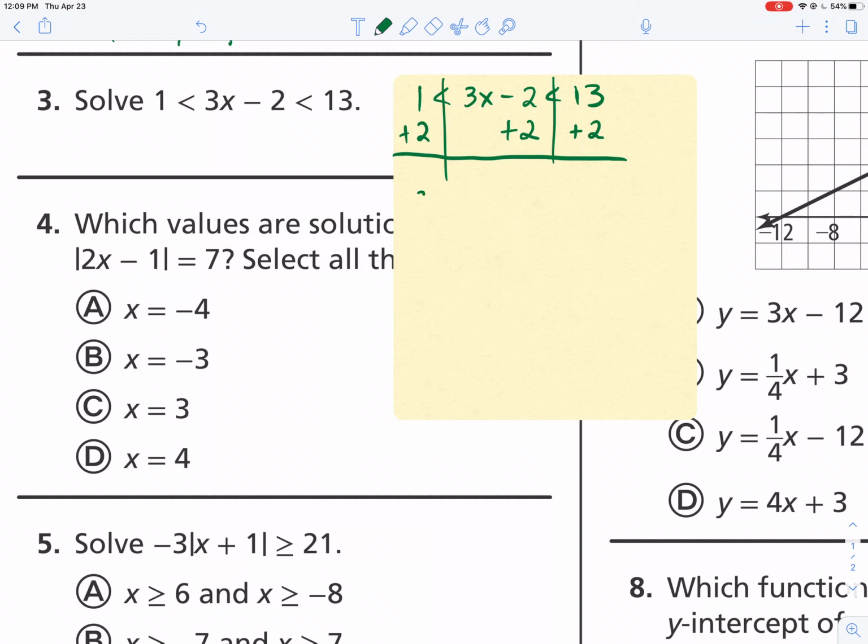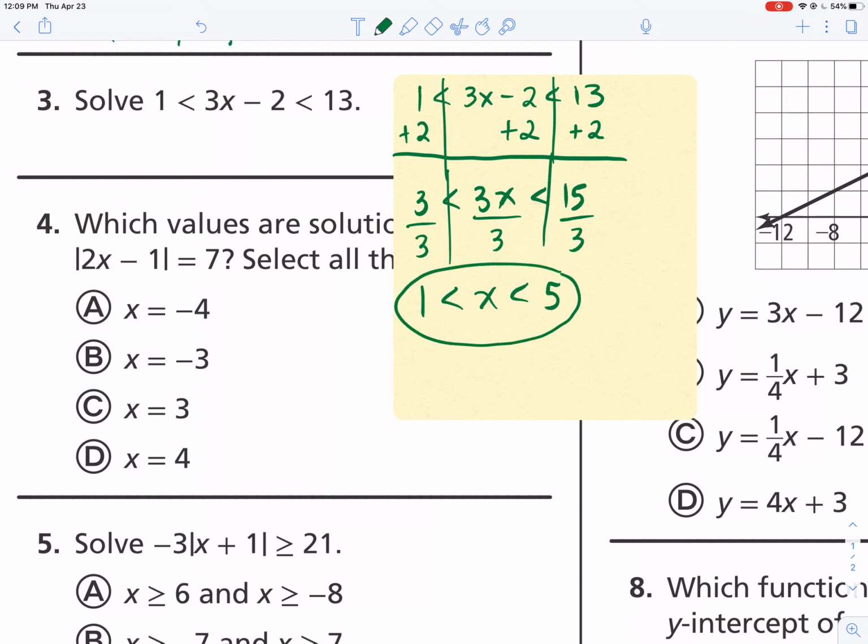So 1 plus 2 is going to give us 3. We have our inequality, then we have 3x. We have our other inequality, and then we have 15. Now to continue to get our x by itself, we're going to divide by 3. And what I do in the middle, I have to do on the 2 sides, and I have 3 divided by 3 gives me 1. And then I have a 5 on this side. So our final answer for this is that I want my x to be greater than 1, but less than 5.